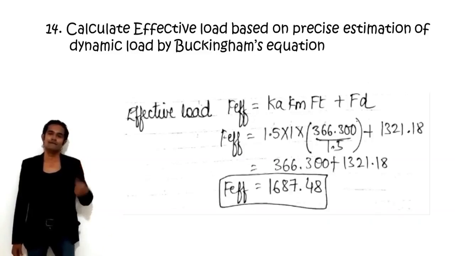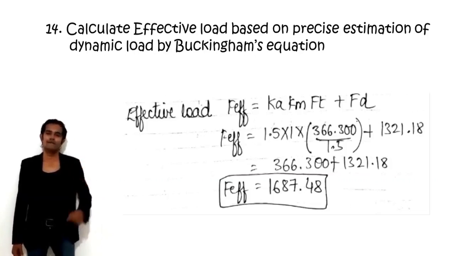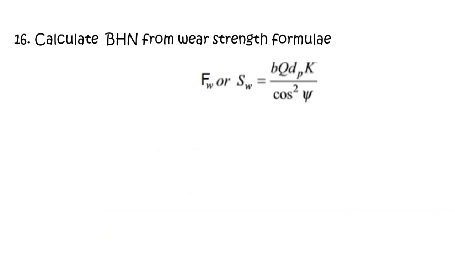Next, I am going to calculate the effective load by Buckingham's equation, which is Ka Km Ft plus Fd. So Fd I found out as 1321.18, so I'm going to get the answer of effective load as 1687.48.